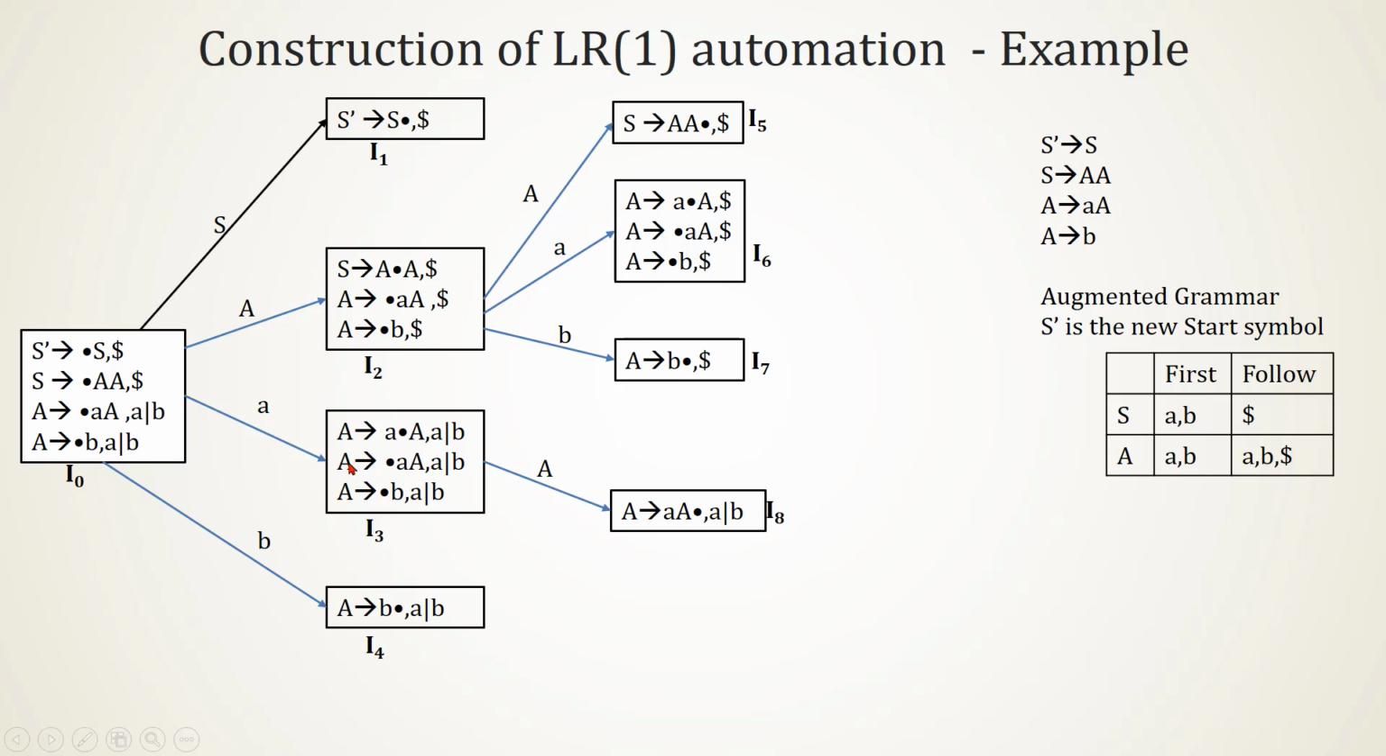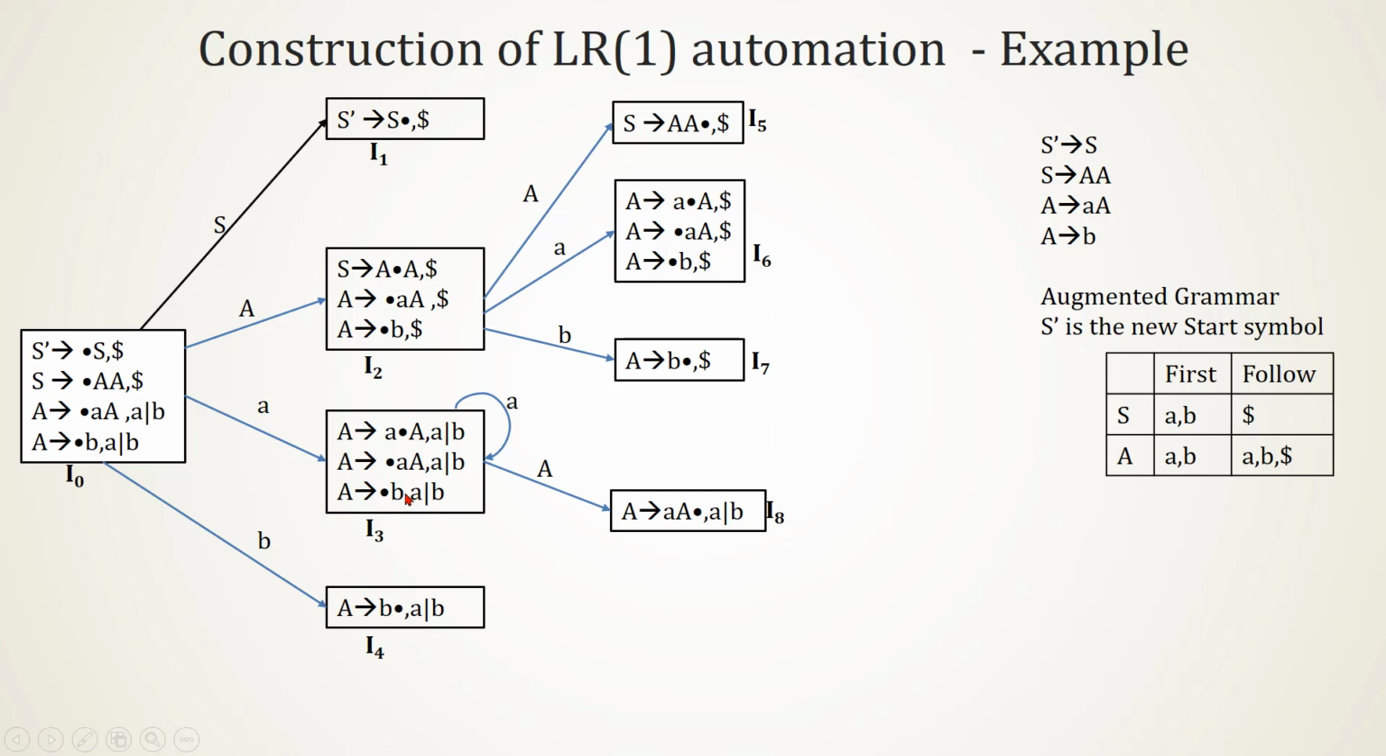Another transition is also possible in item 3, and there is a transition on small a. So if you look at small a, what happens? It will give A derives a dot A, and look aheads will be A or B, because here also it is A or B. And since I have dot in front of A, I have to add all the A productions. And what about the look aheads? The first of symbols after the dot A is A or B. So the same set of items will be obtained.